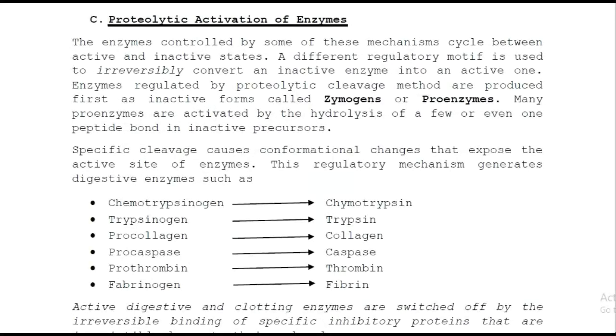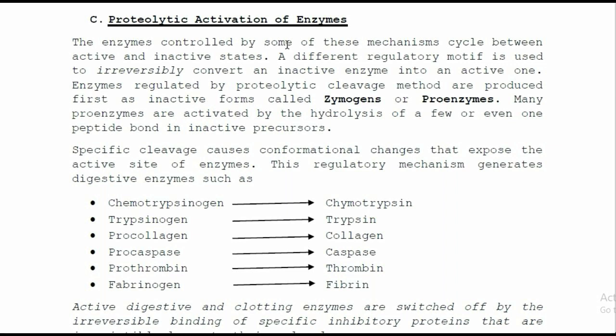Another one is proteolytic activation of enzymes. This is another means of regulation. I believe you understand what they call zymogens. Zymogens are pre-enzymes, enzymes that are produced in an inactive form. When they undergo proteolytic cleavage, these enzymes are split. Some compounds are cut off, thereby activating them. These are the following examples that you have.